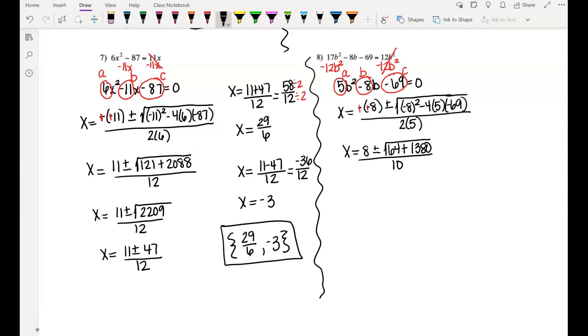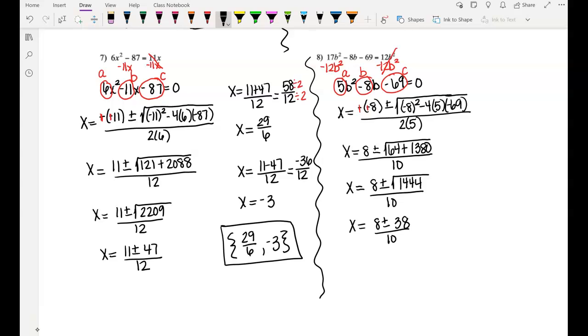So x equals 8 plus or minus the square root. 64 plus 1,380 is 1,444 divided by 10. We've already taken the square root of 1,444 and we got 38, so x equals 8 plus or minus 38 divided by 10.